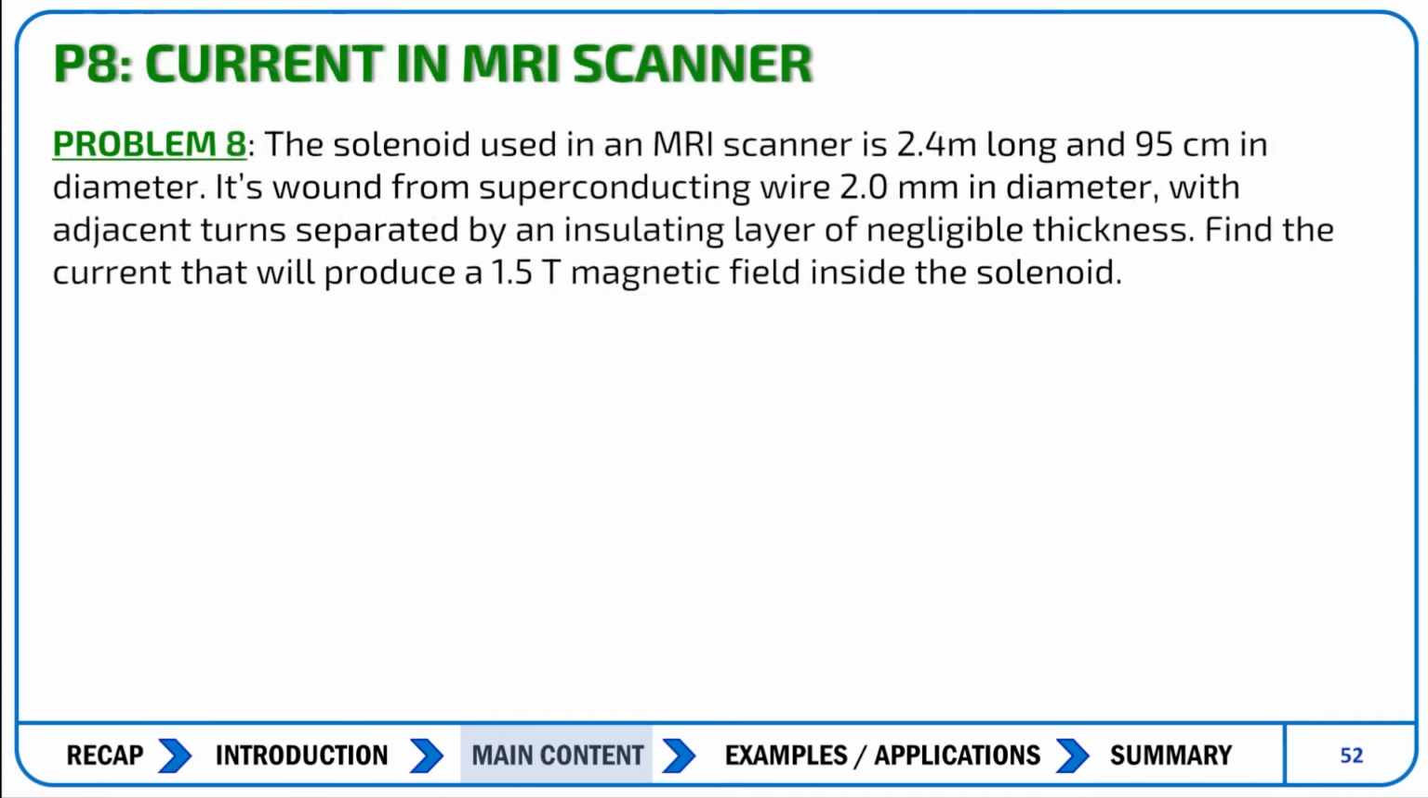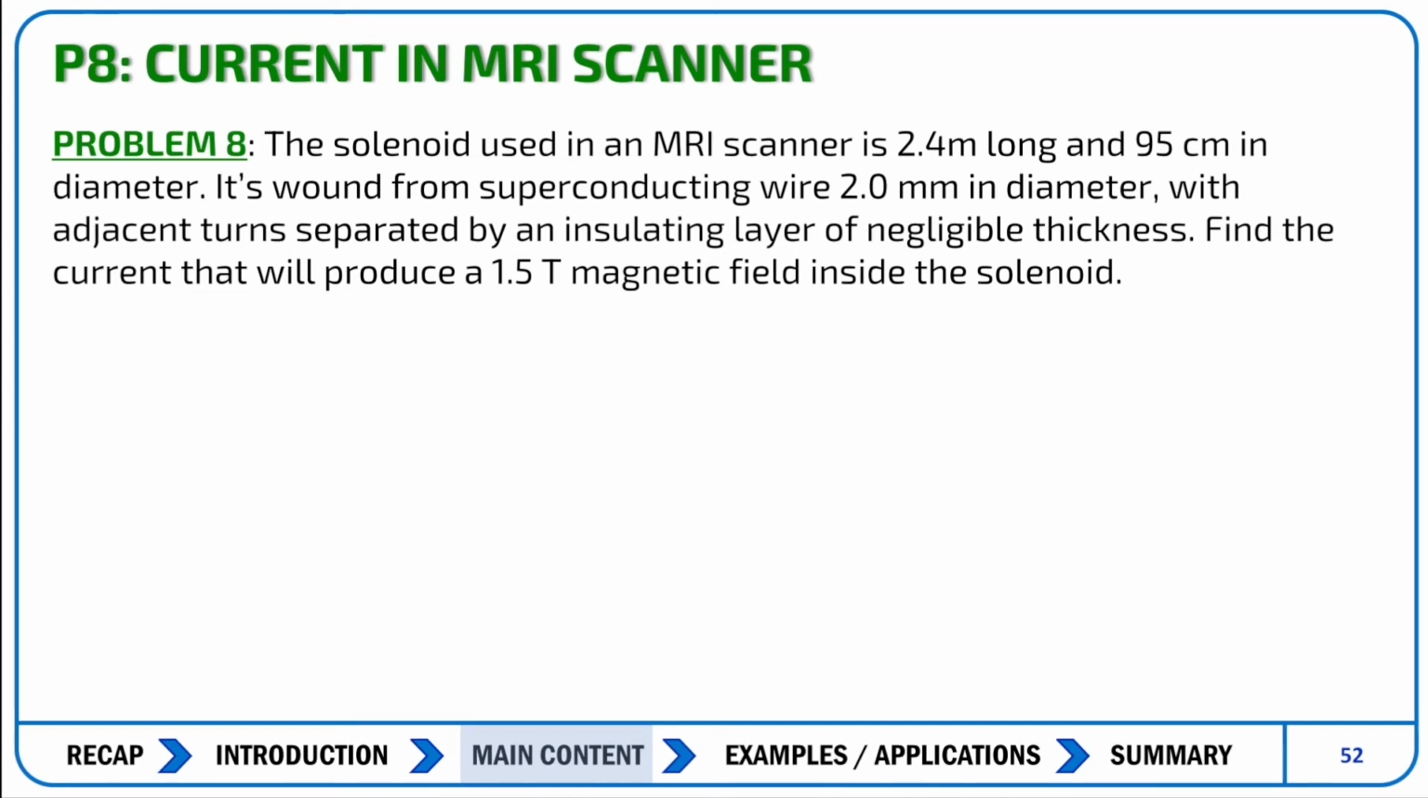In this question, we're taking a look at current within an MRI scanner. The solenoid used in an MRI scanner is 2.4 meters long and 95 centimeters in diameter. It's wound from superconducting wire 2 millimeters in diameter with adjacent turns separated by an insulating layer of negligible thickness, so we don't have to worry about that. Find the current that will produce a 1.5 Tesla magnetic field inside the solenoid.